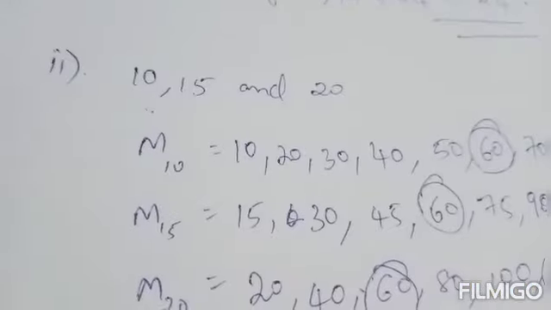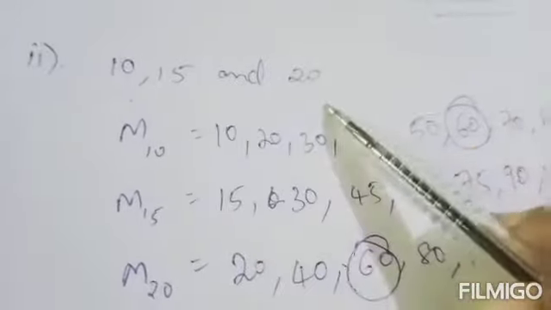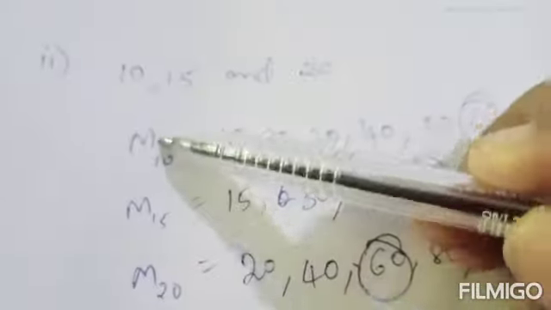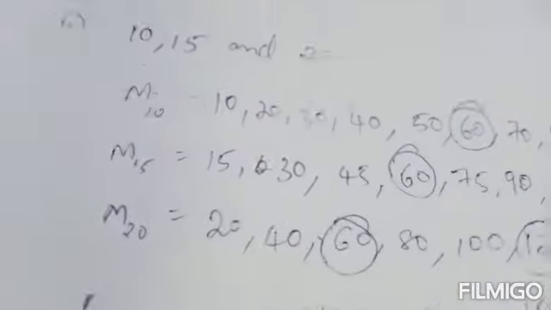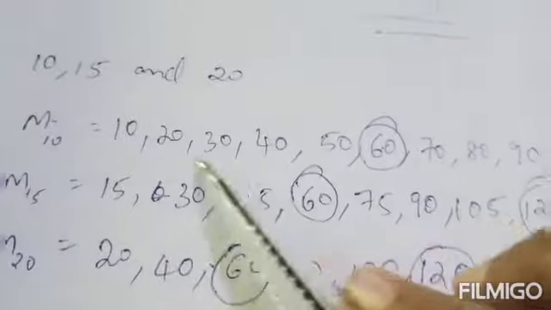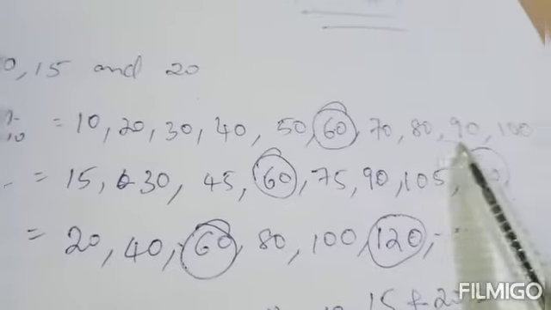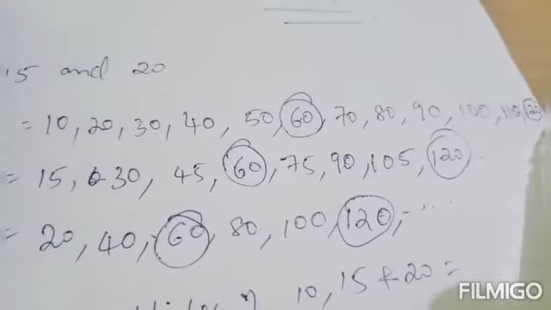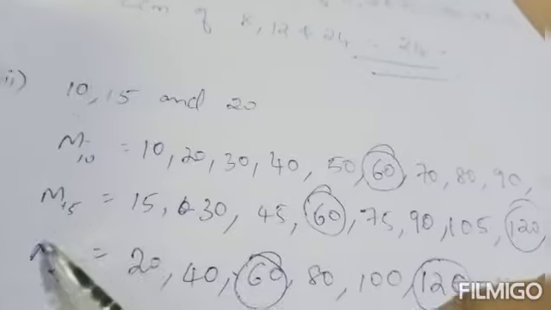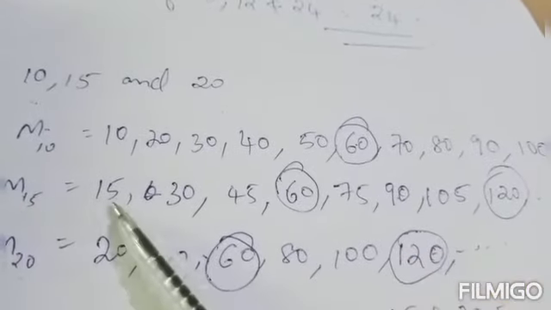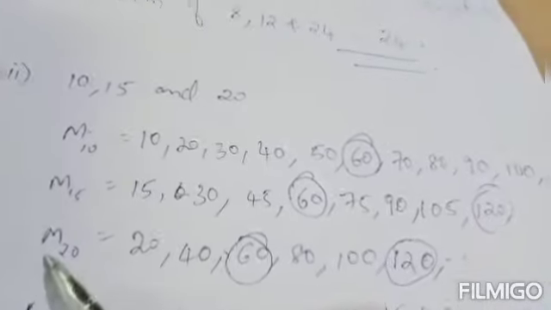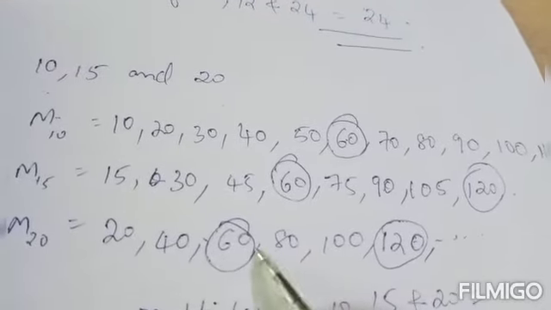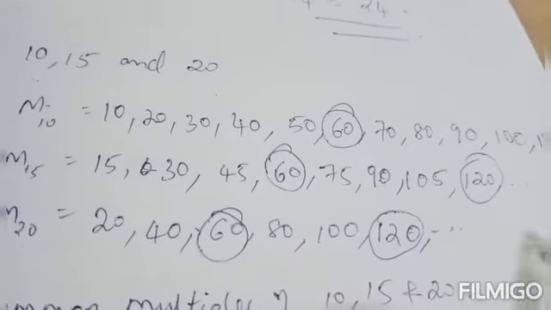Next question: 10, 15 and 20. Write the multiples of 10, 15 and 20 first. Multiples of 10, that is M10: 10, 20, 30, 40, 50, 60, 70, 80, 90, 100, 110, 120, etc. Then multiples of 15: 15, 30, 45, 60, 75, 90, 105, 120, etc. Then multiples of 20: 20, 40, 60, 80, 100, 120, etc.